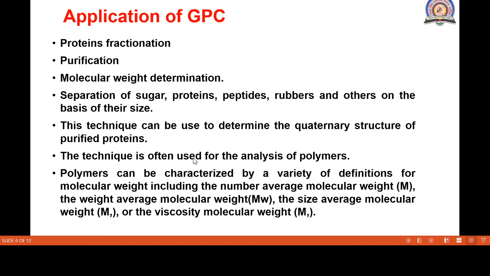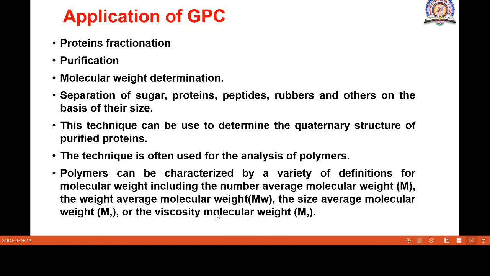This technique is often used for the analysis of polymers. Polymers can be characterized by a variety of definitions for the molecular weight, including the number average molecular weight, weight average molecular weight, and the size average molecular weight, and the last, that is viscosity average molecular weight.